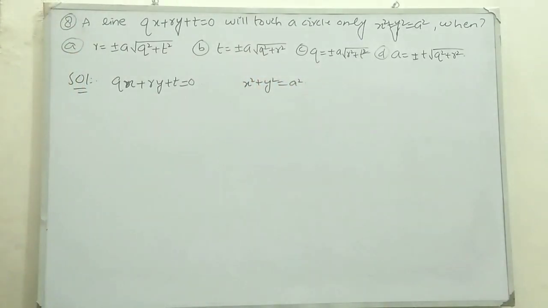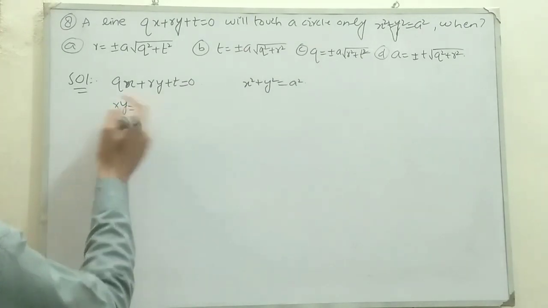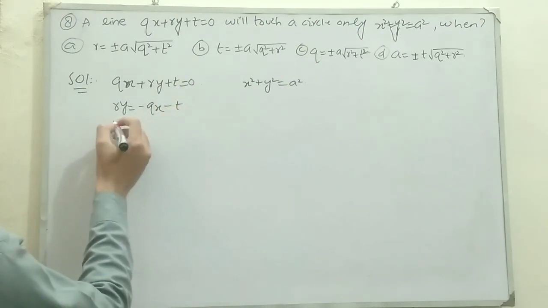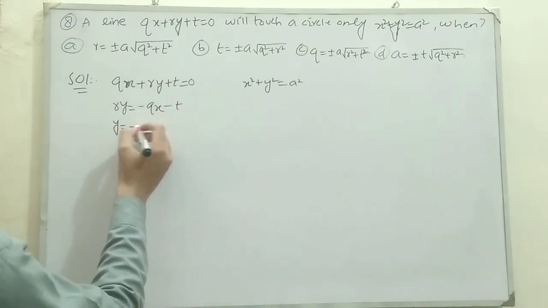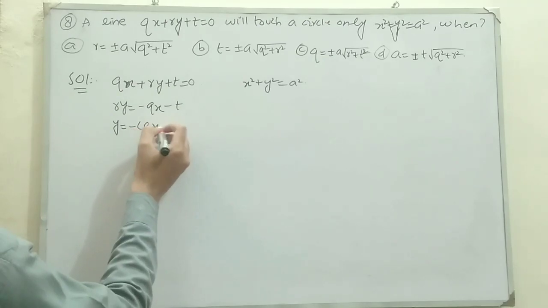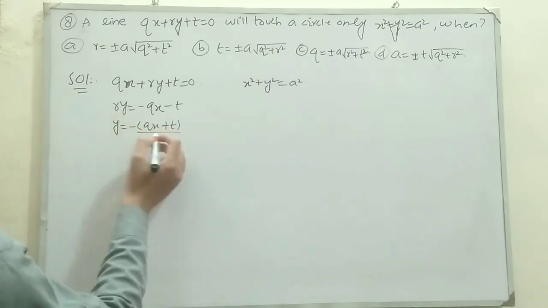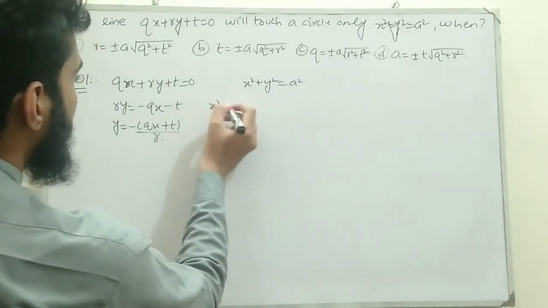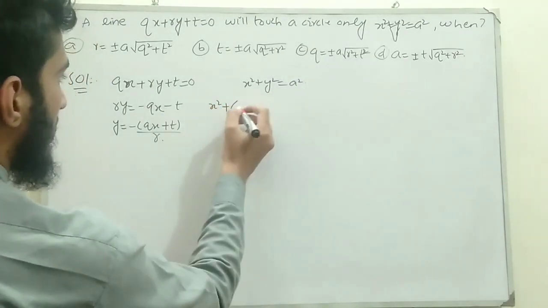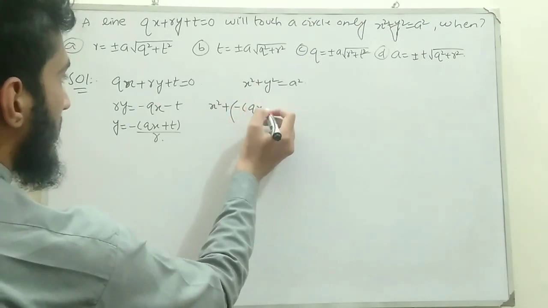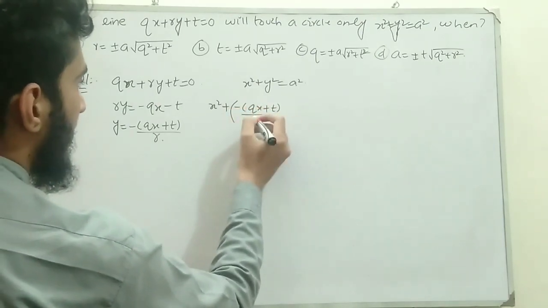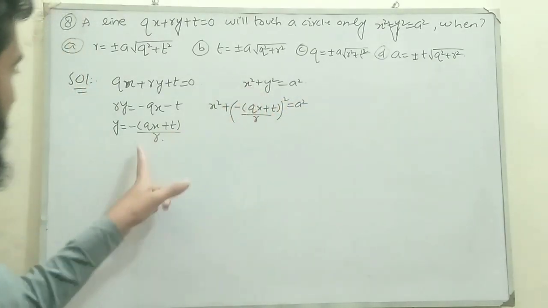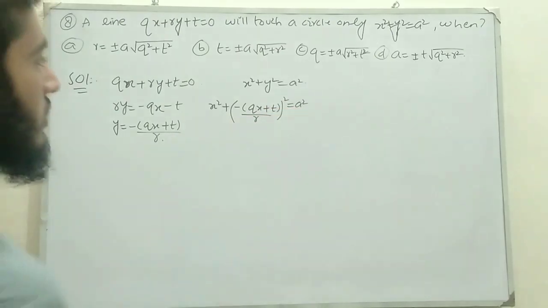From this line, let's suppose I take y, so it becomes ry is equal to minus qx minus t, shifting qx to the right-hand side. Now take r to the denominator, so it becomes y is equal to minus (qx plus t) divided by r. Let's suppose this is y. So put y in the circle equation, it becomes x² plus y², which is equal to minus (qx plus t) divided by r, whole squared, is equal to a².